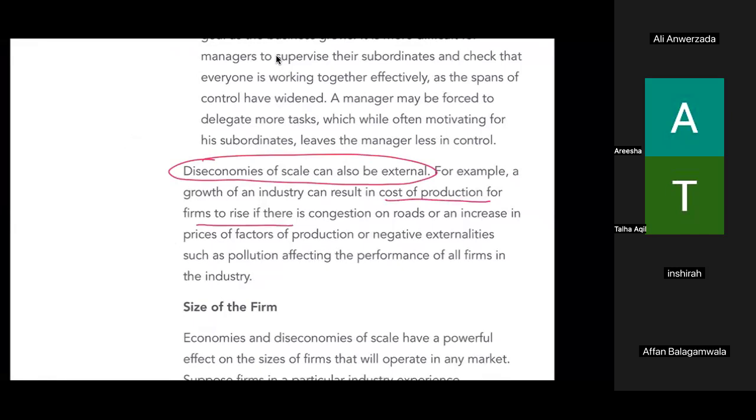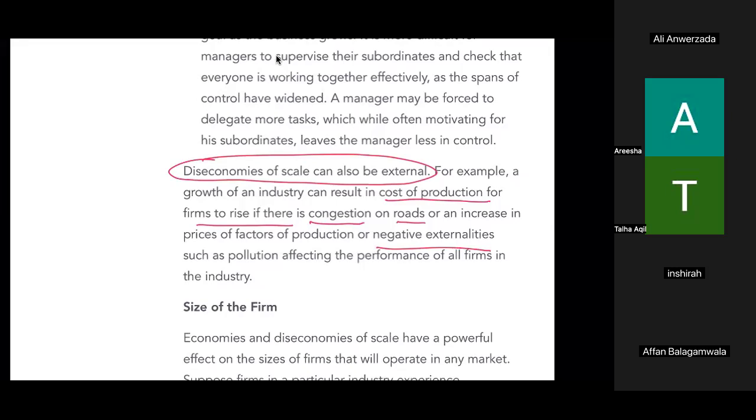For example, if congestion happens, or for example road, or for example pollution, everyone suffers, or there could be some negative externalities because of the industry growing. A great example of this is that when a lot of A level schools came, the supply of teachers was low, so everyone's salaries went up. So everyone was finding it difficult to find good A-level teachers at one point in time, pre-COVID.